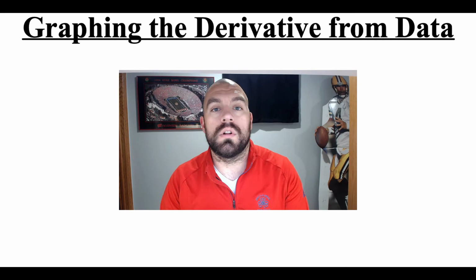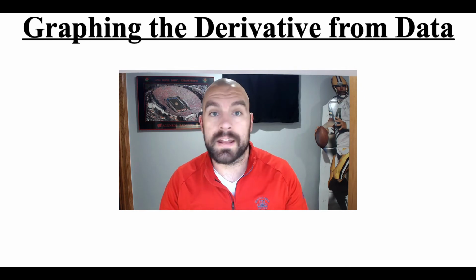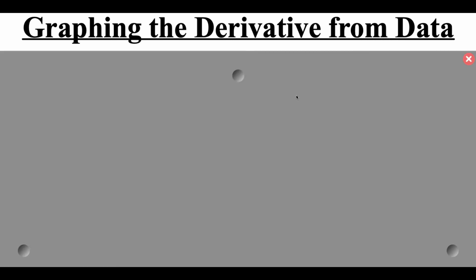In this video, we're going to look at graphing the derivative from data. So as we're looking at a set of data points, one thing that we could do is create a scatter plot, and then from a scatter plot, we could use regression to help us come up with an equation that would help us represent those data points. And then from that equation, we could go ahead and do the derivative of whatever function we end up with.